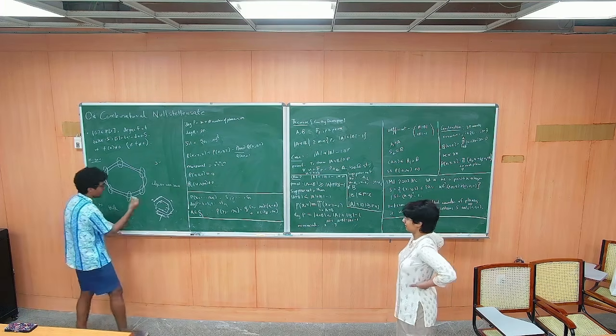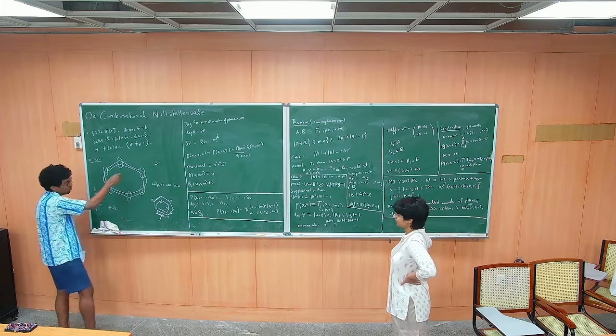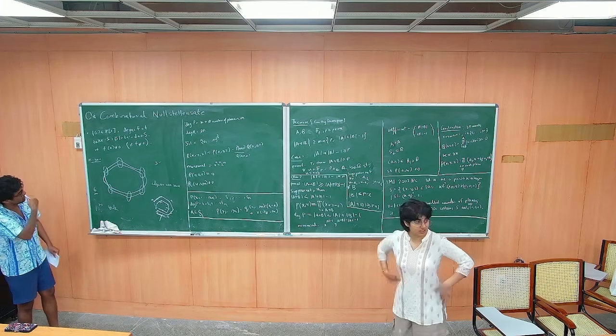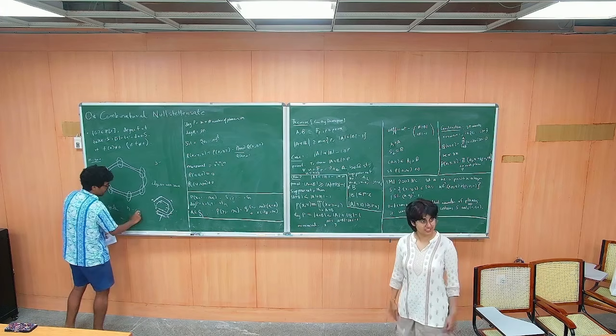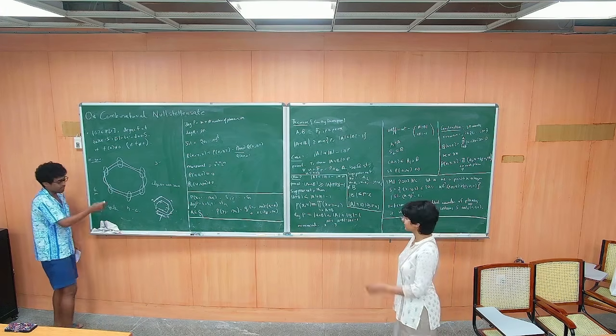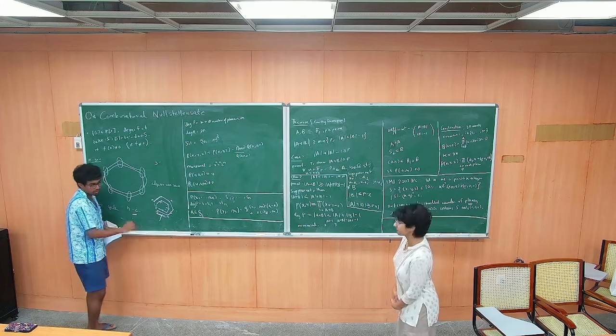And what will your algorithm be? You consider this graph and consider the smallest size cycle. The smallest size cycle will be at least n. You can check that. And this particular cycle will be your assignment.